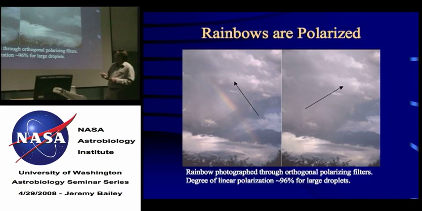So rainbows are very highly polarized. These are photographs through polarizing filters, so the polarization is in this direction, and in this direction the rainbow just disappears. There's essentially nothing comes through. The level of polarization of a rainbow is actually about 96% for large water droplets.